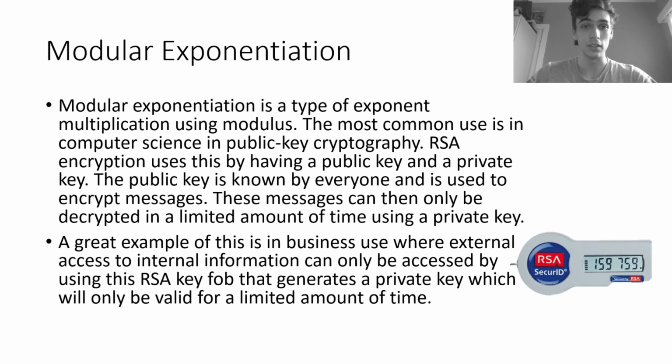Modular exponentiation is a type of exponent multiplication using modulus. The most common use is through RSA encryption key generation. Messages can only be decrypted in a limited amount of time using a private key. This private key is generated through modular operations, and an example of this is shown in the key in the bottom right. This key fob is used in businesses to access internal information externally, where this private key is only generated for a limited amount of time. This is where modular arithmetic comes into play in the real world and how it's impacted society.